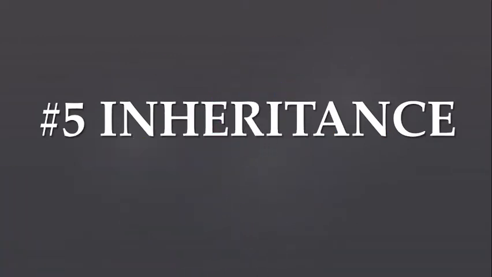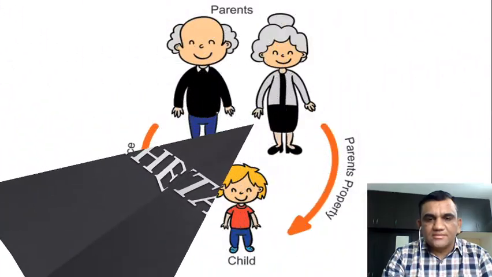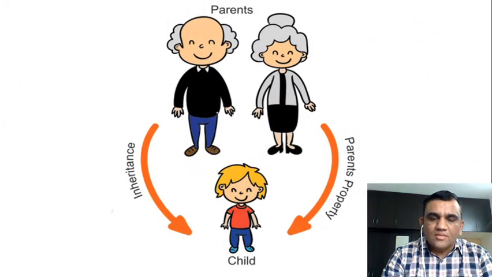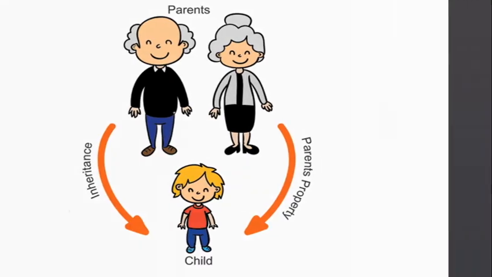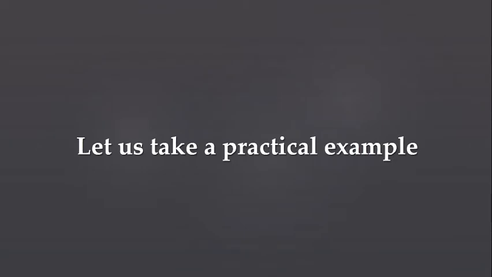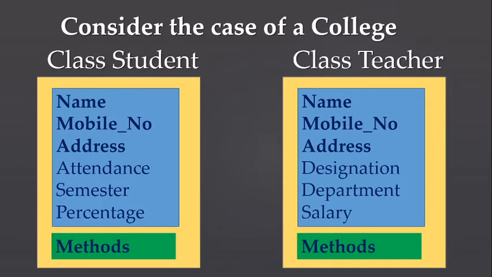Now, next is inheritance. Let us understand inheritance. Normally, the child inherits the properties from the parents. That's the normal scenario. The same thing happens in Java also, or in object-oriented programming also. Let us take a practical example. Here we have two classes, Student and Teacher.